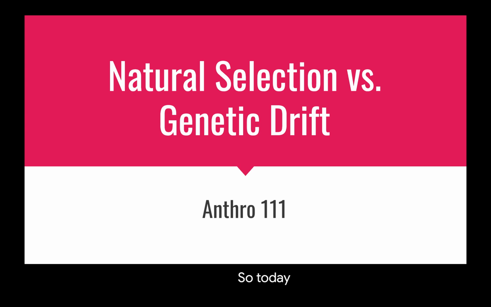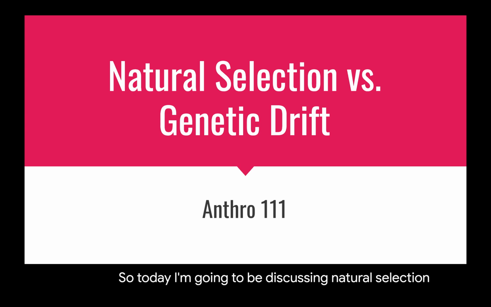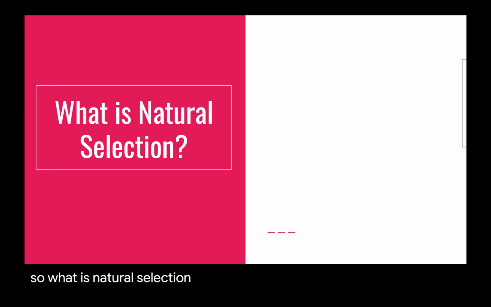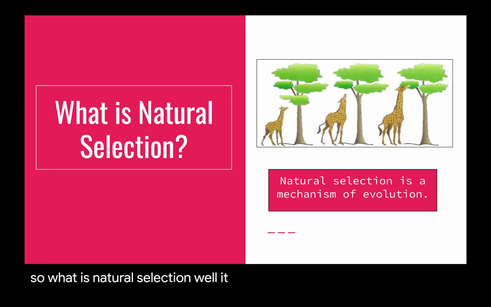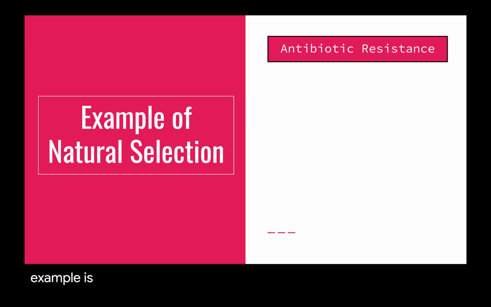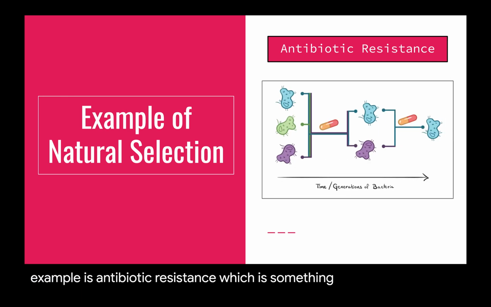So, today I'm going to be discussing natural selection versus genetic drift. So, what is natural selection? Well, it is a mechanism of evolution. A great example is antibiotic resistance, which is something you might have heard of because it occurs a lot in humans.